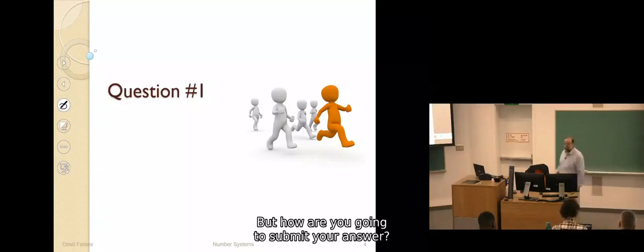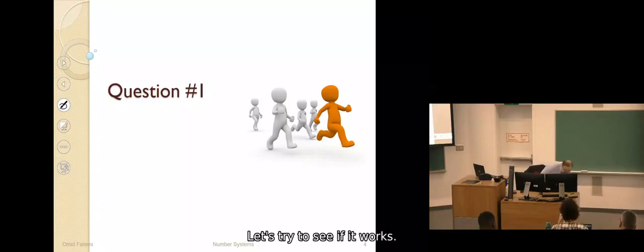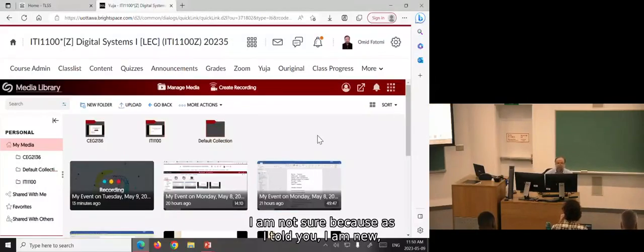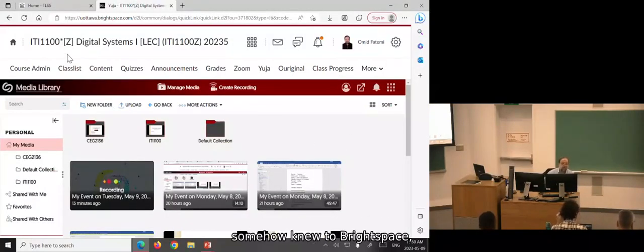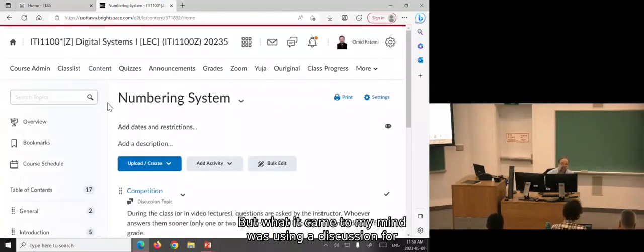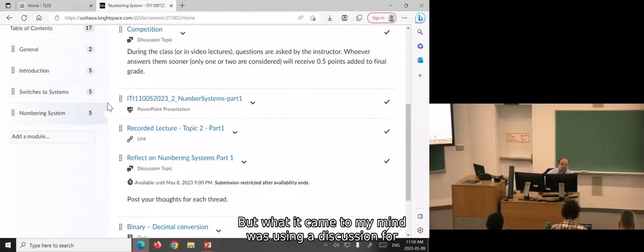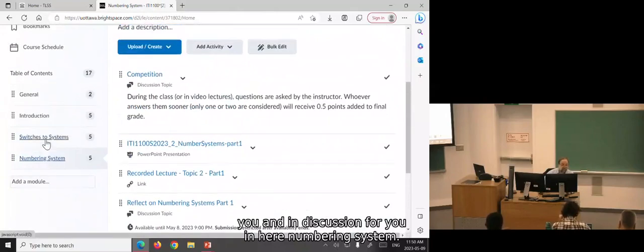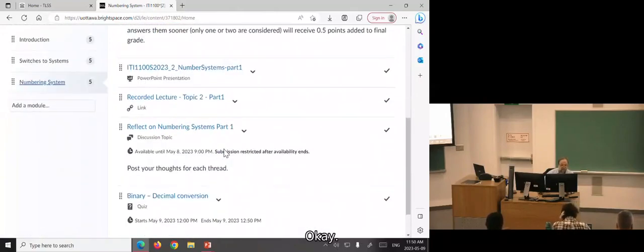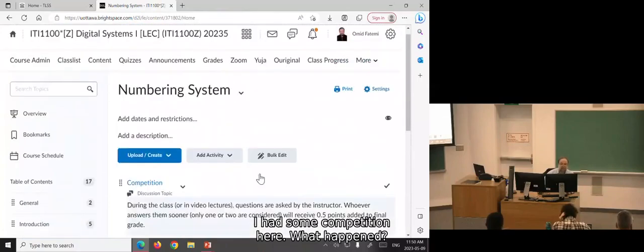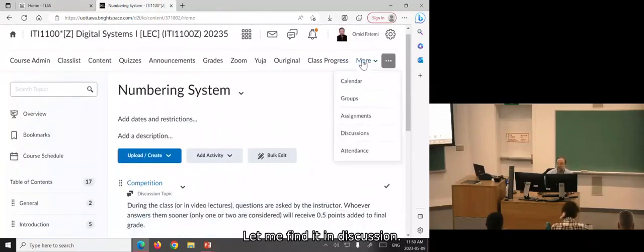But how are you going to submit your answer? Let's see if it works. Let me see if we could do it here. I am not sure, because as I told you, I am somewhat new to Brightspace. I'm trying to learn. What came to my mind was using a discussion forum, a discussion forum here, numbering system. Where is that? I had some competition here. What happened? Let me find it in discussions.